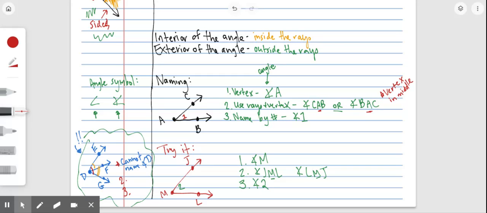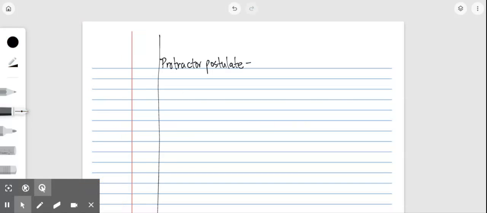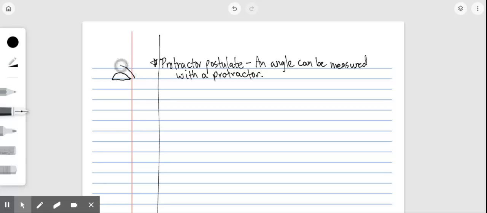This is very important. Okay, so let's talk about measuring angles. The protractor postulate is basically just like the ruler postulate, which we learned about for line segments. And all it really says is that an angle can be measured with a protractor. As a reminder, a protractor is one of those things that looks like a half sun. And it looks like this, and it's got a little dot here, and then it's got a bunch of numbers along the outside.